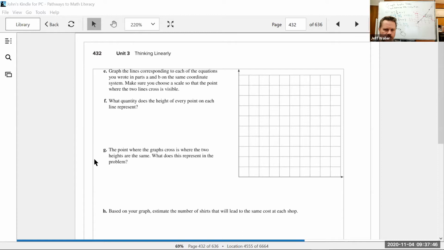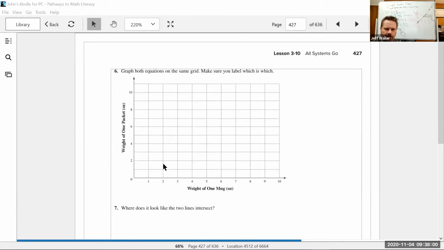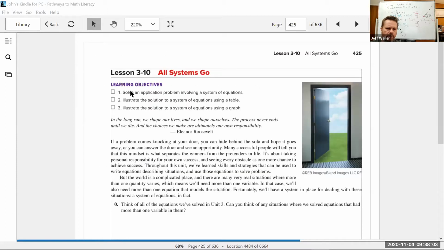Yeah, so right here in an earlier problem, the point where the graphs cross is where the 2 heights are the same. So that's what we were doing up here on the board, is if I graph both lines, I can see where they meet, and that's the solution. And just to remind you guys, like I said, this whole thing is about systems of equations.